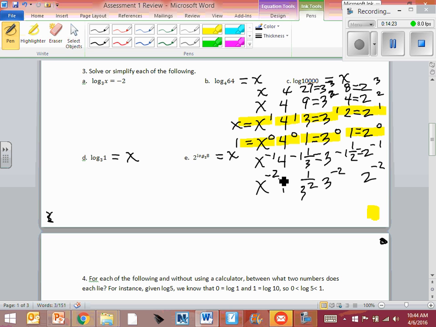All right, so let me write those in. Someone tell me what x to the negative 1 is, if you have an answer. Someone say it. Who has an answer?